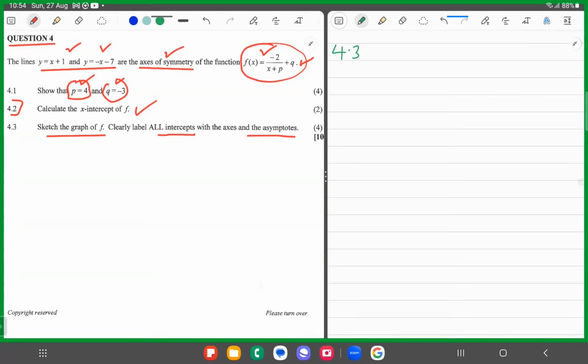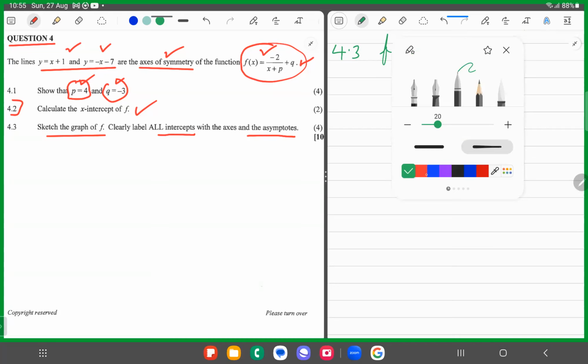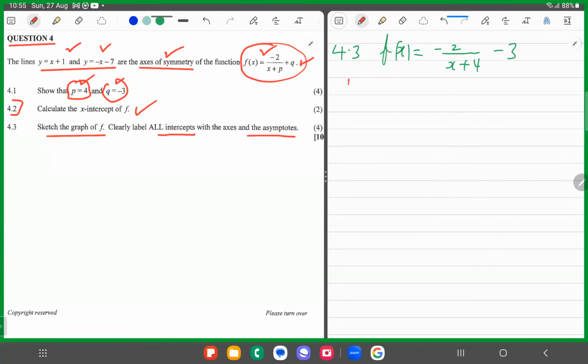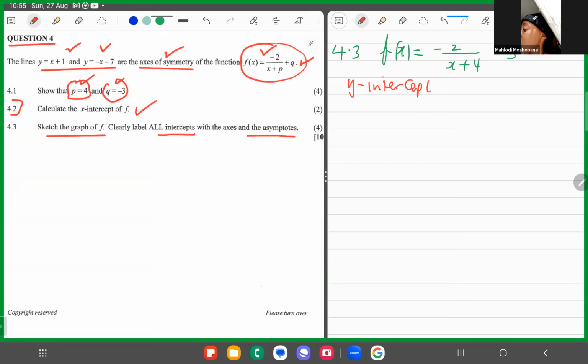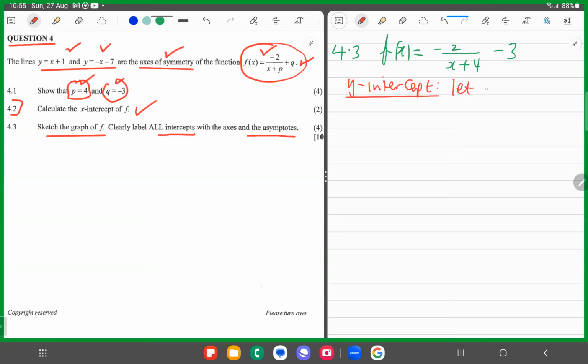Okay, right. So I'm going to look at the function f of x we need to sketch. It's minus 2 all divided by x plus 4, minus 3. First things first, we need to realize that we have not calculated in these questions so far the y-intercept of f. How do we calculate the y-intercept of f? We let x be equal to 0.